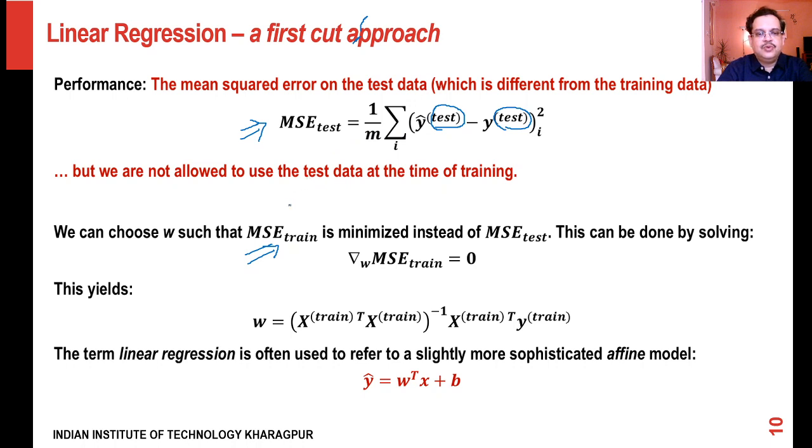Now what we want to do is to choose the weights in such a way that this training error is the minimum. And for linear regression we can solve that problem by solving for this equation. That is, I want to find out the minima, the minimum of the mean square error for the training data.